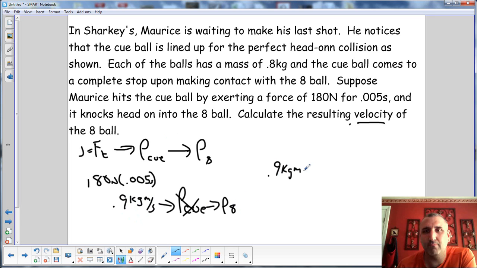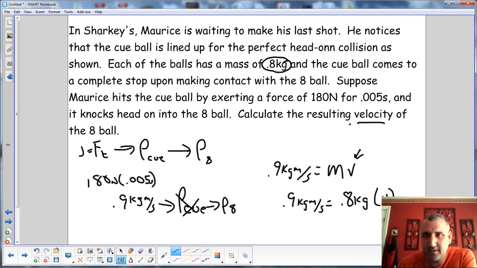Wouldn't it be nice if they told us how massive the ball is, because we want the velocity? Oh, they told us the mass of the ball. So 0.9 kilogram meters per second equals 0.8 kilograms times the velocity of the 8 ball, which is what we are looking for. On a really good day, we divide both sides by 0.8. So 0.9 divided by 0.8 gives us a velocity of 1.125 meters per second. And that, my friends, is how to do that.